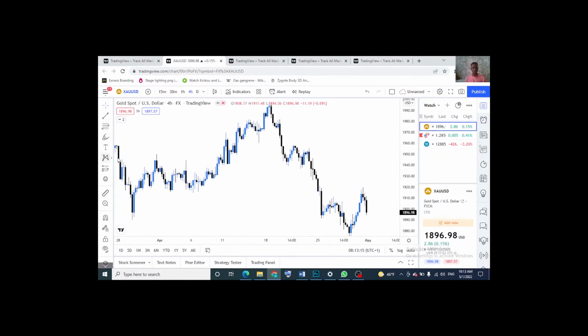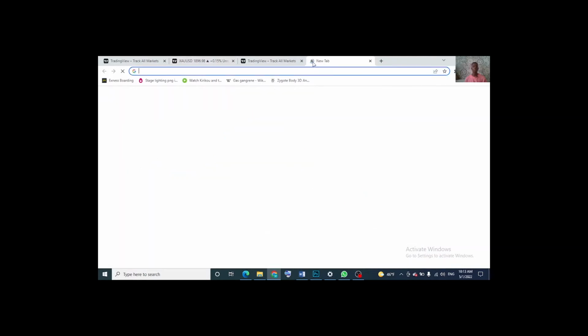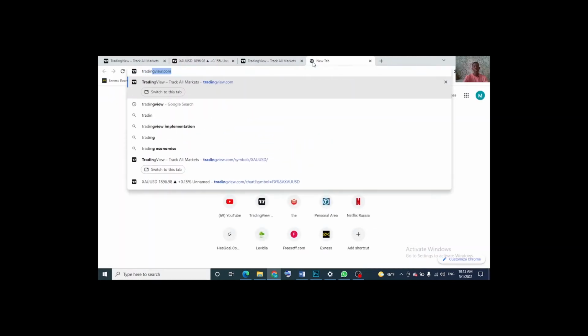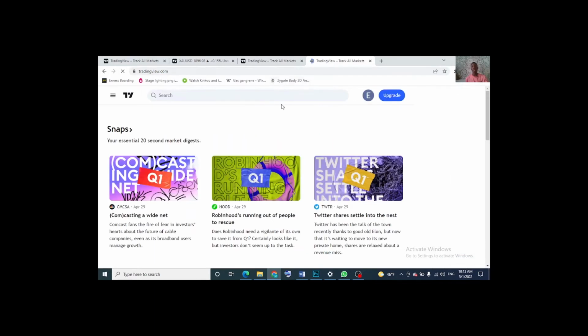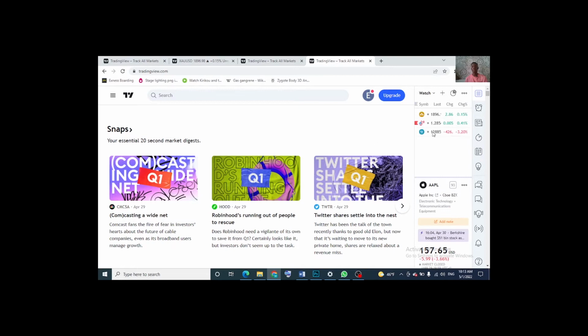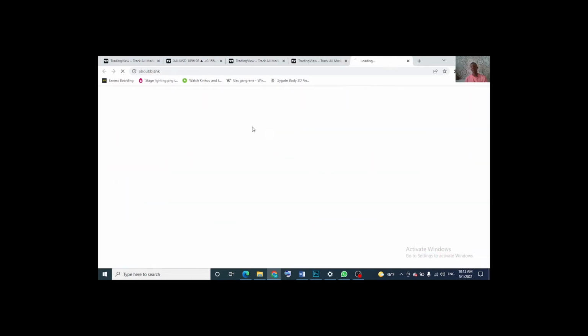So with TradingView, like any other beginner, if you want to use TradingView, the first thing you do is open a new tab, sign up at tradingview.com, and after signing up, they directly bring you to the charts. But if they do not, all you have to do is select your instrument and see more on advanced charts.